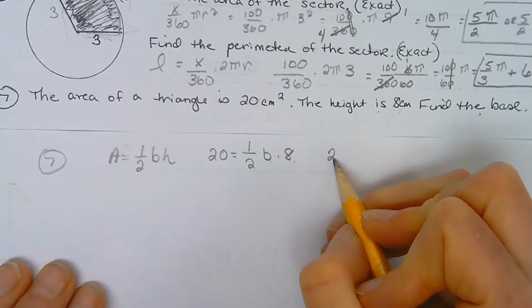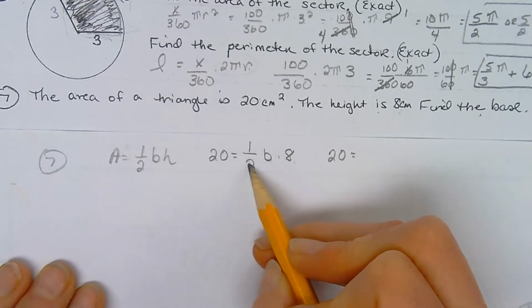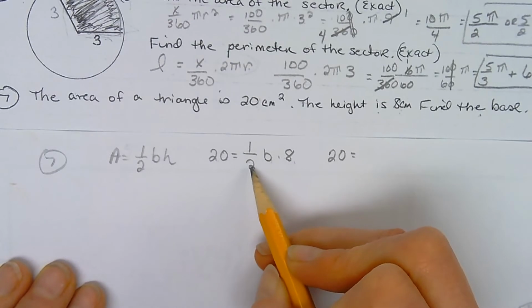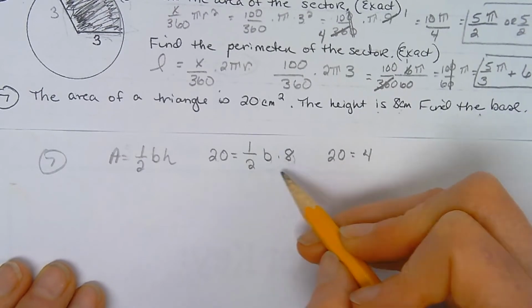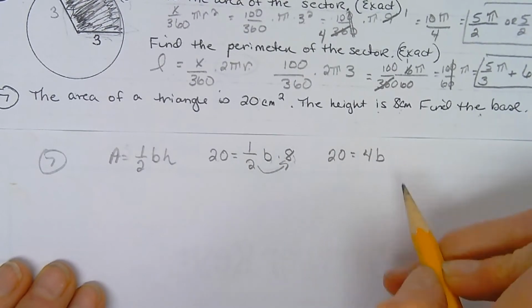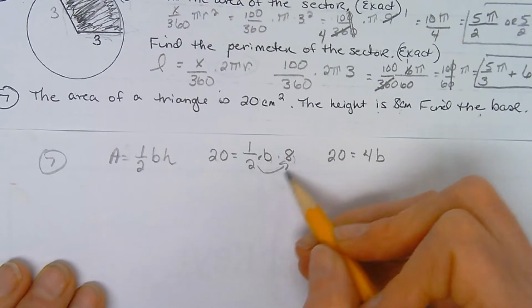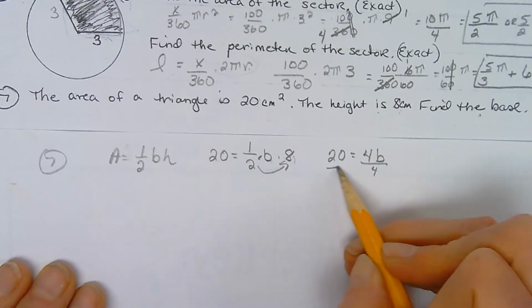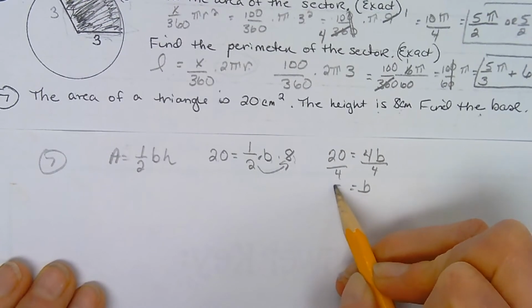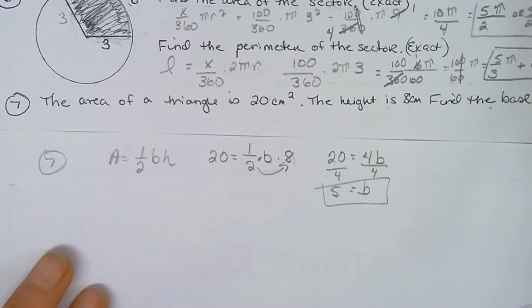So this becomes 20 equals, well, 1/2 times 8. I can do these in any order I want. They're all multiplication. So I'll multiply 1/2 times 8, and that gives me 4. And then I'll multiply that by b. Remember that multiplication is commutative and associative. I can move them around. Now I'm going to divide both sides by 4, and I get that the base equals 5. And that's number 7.